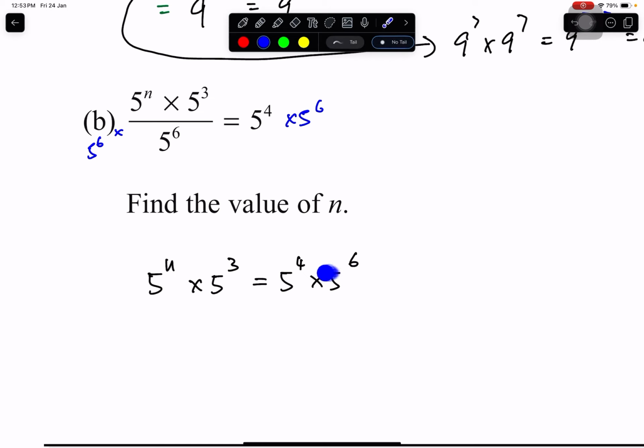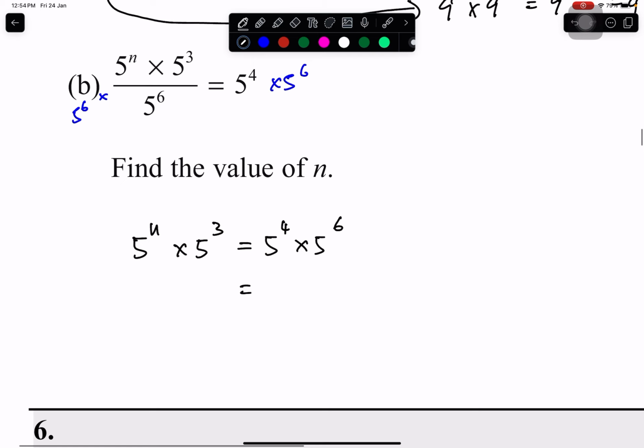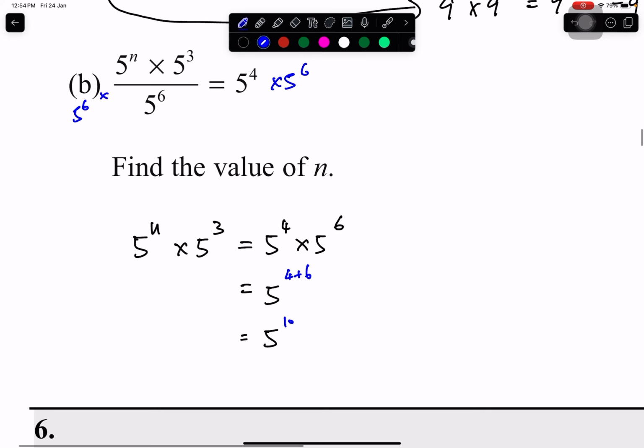So you could combine the right hand side as 5 to the power of 4 plus 6 first, which is 5 to the power of 10. And then the left hand side remains as 5 to the power of n times 5 to the power of 3. Now you can divide both sides by 5 to the power of 3.